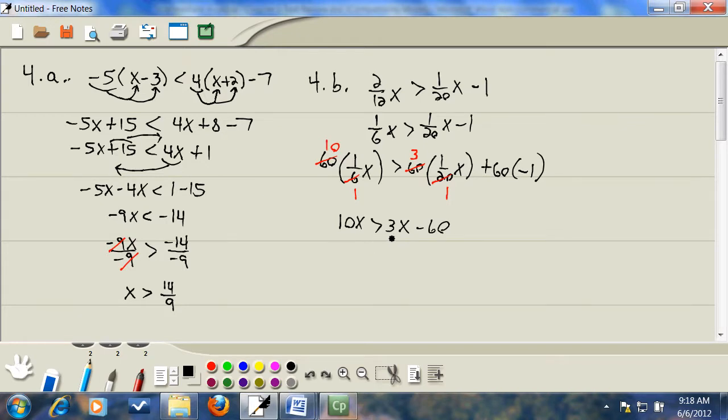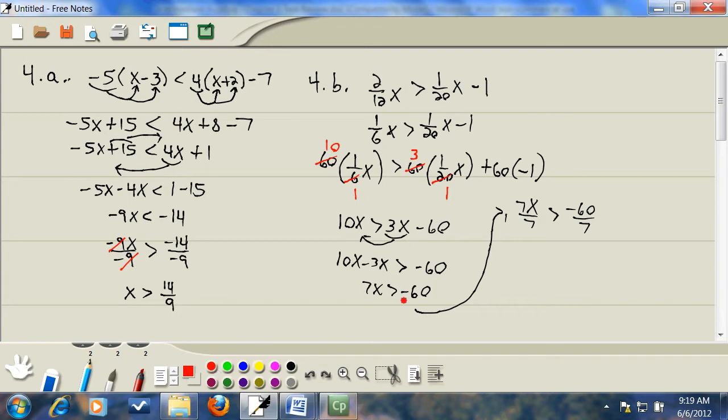Step 3. Get everything with an x on the left side, numbers on the right side. So take the 3x over there. It becomes a negative 3x. When you move anything across the inequality symbol, the sign changes. Combine together like terms. 10x minus 3x is 7x. And last step is to divide both sides by the number in front of your x, which is 7. So I'll divide the 7x by 7 and negative 60 by 7. So 7 is going to cancel there. And we got x is greater than negative 60 over 7. And that's our answer.